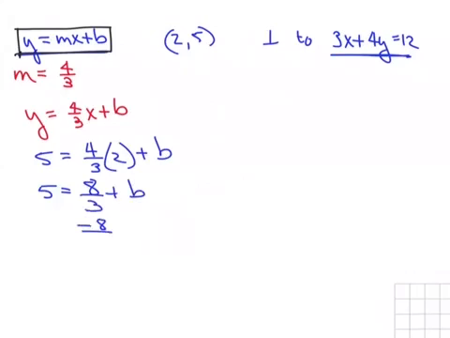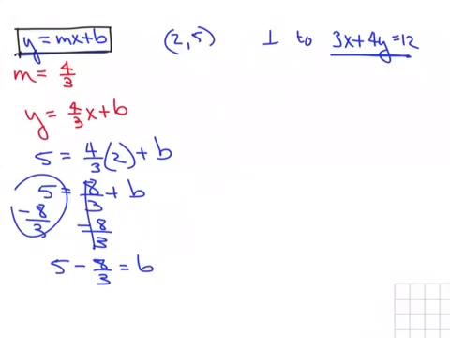Yuck, fractions. Those go away. Okay, so, oops, I don't know why I put the line there. We're subtracting, aren't we? 5 minus 8/3 equals b. Oh, goodness. So we need a common denominator. So the common denominator is a 3. So 3 times 1 is 3. 3 times 5 is 15. And that's a b, not a 6. 15 minus 8 is 7.